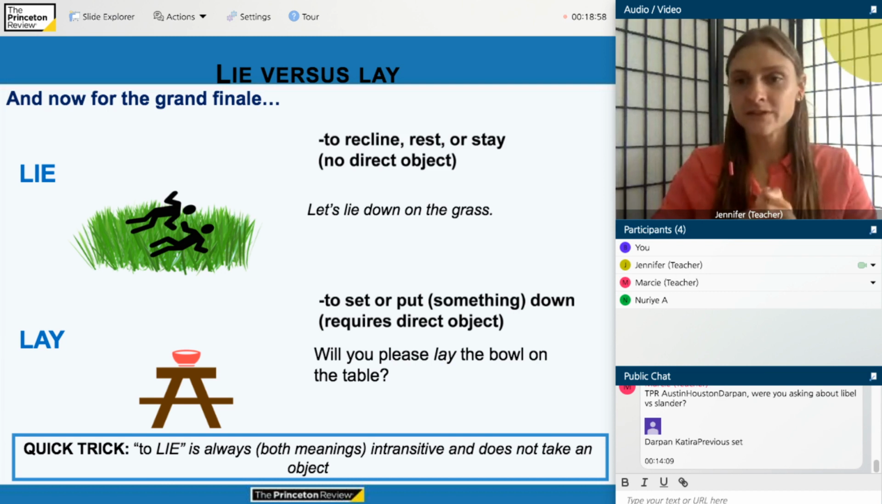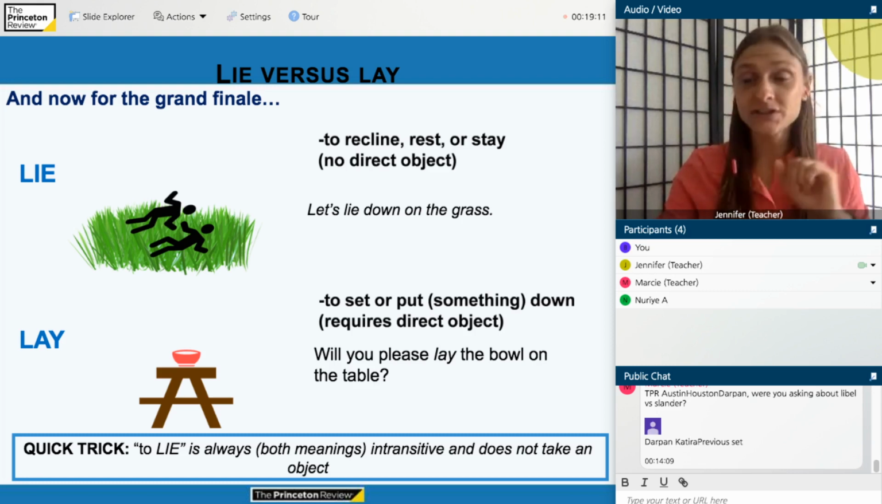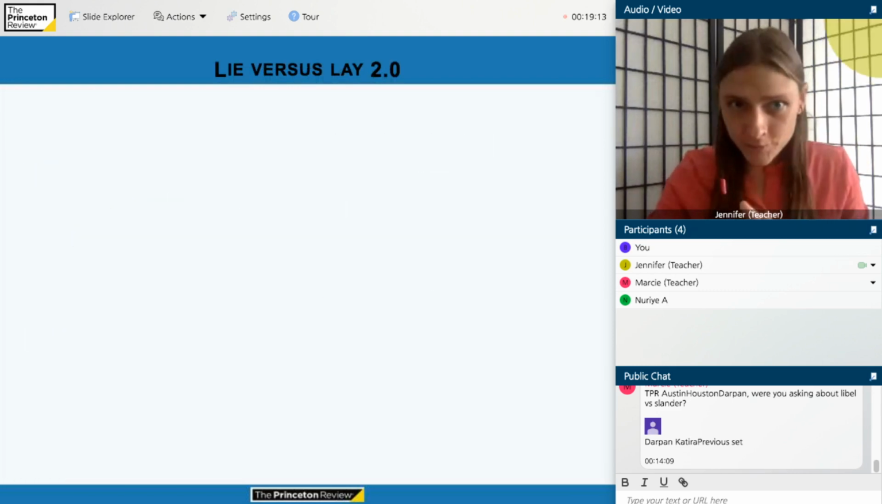So think of it like that. Even if you don't know what an object is, just know that you can't say I lay or you lay in the present tense without having something come after it. It's tricky. And let's take a look at where it gets even more complicated.